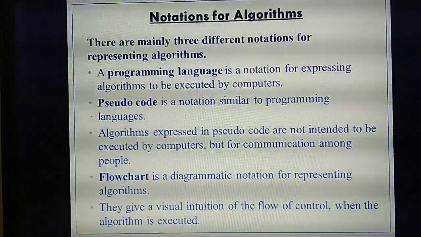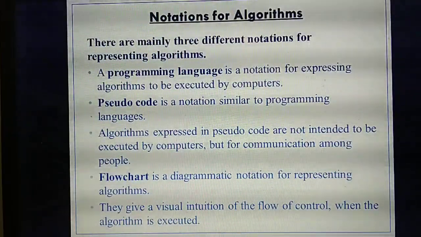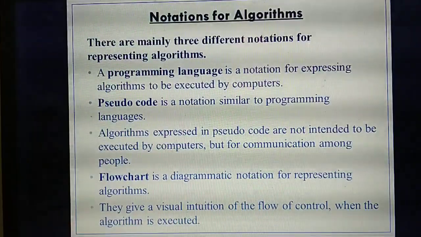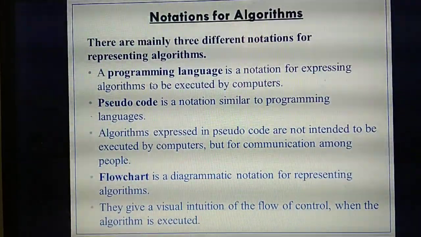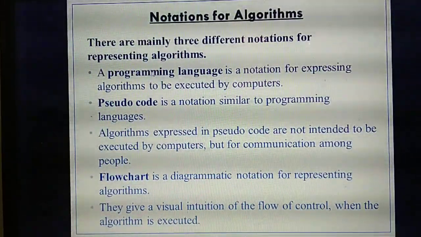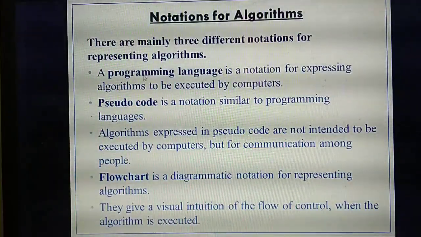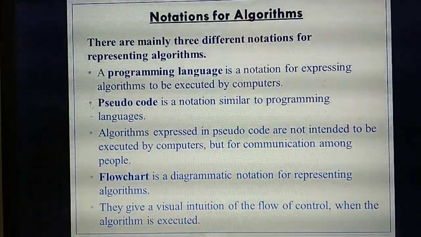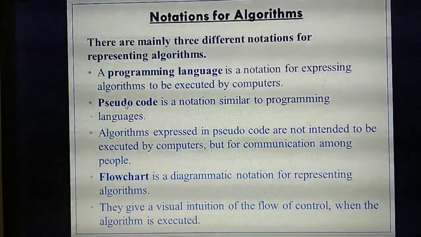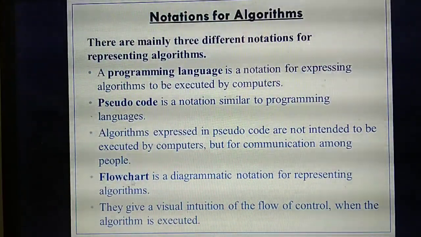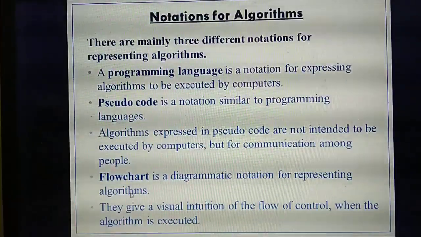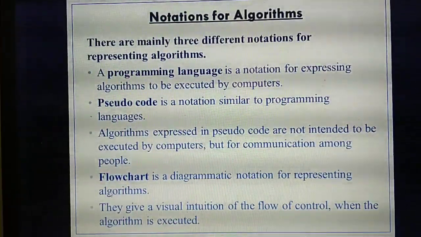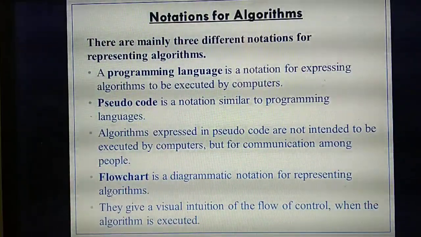How many notations are there to represent the algorithm? 3. So what are the 3 notations? First one is programming language. Second one is pseudocode. Third one is flowchart. So what are the notations for representing algorithm? 3 things. What are they? Programming language, pseudocode and flowchart.